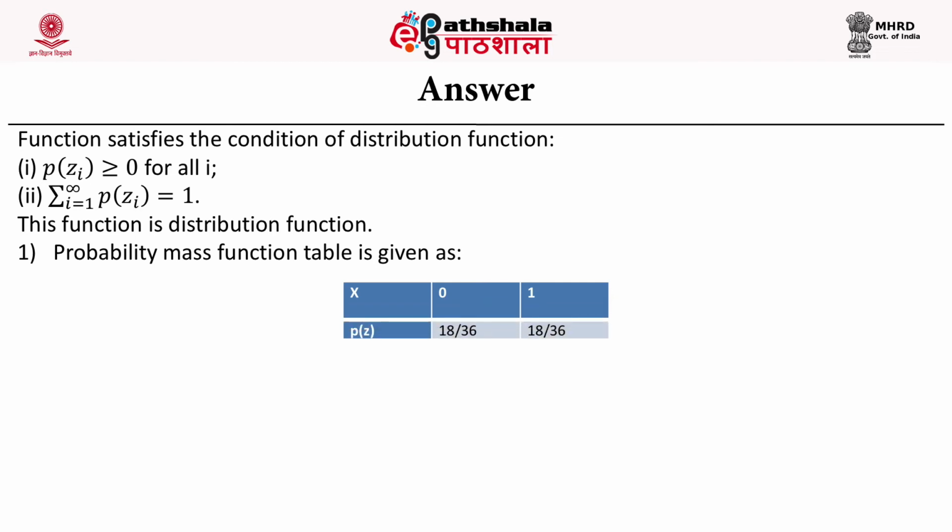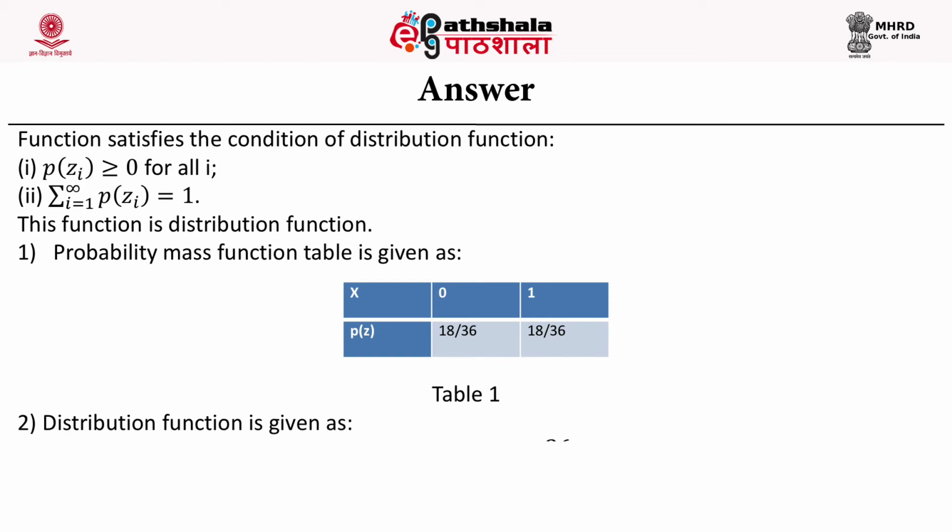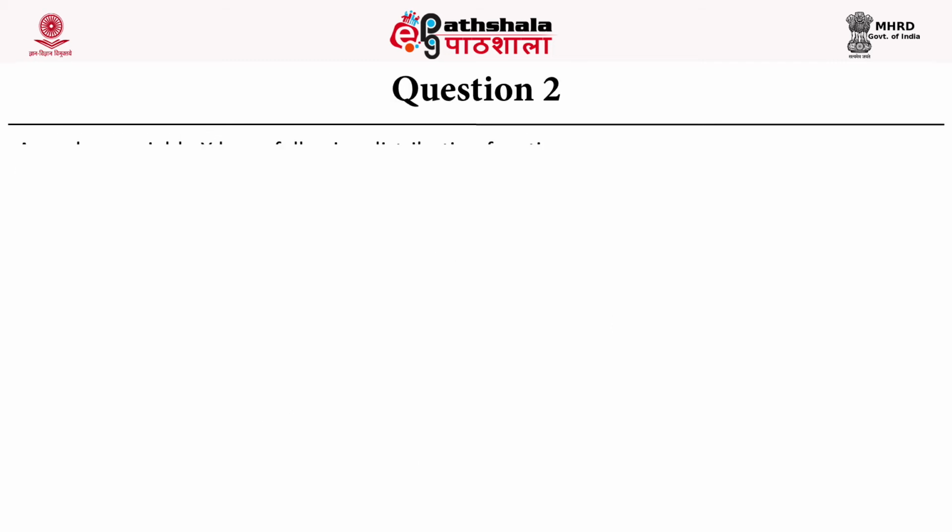The probability mass function is given here, for x equal to 0 and 1, the probabilities are half and half, and the distribution function is given here as F(x) equal to 1 when x is greater than or equal to 1. That means we are clubbing all the probabilities of 0 as well as 1, so the answer is coming out to be 1. Now we have another question.